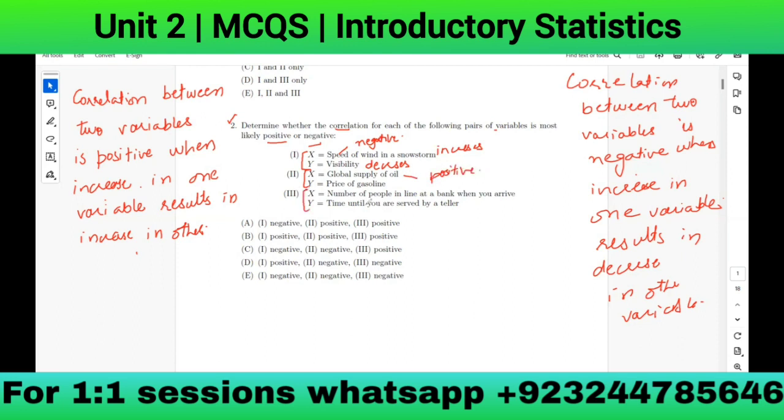The third one is number of people in line at a bank when you arrive and time until you're served by a teller. When there are more people in line at a bank, it will take longer to get service by the teller. So more people in the line, more time will be taken. It means it is positive. We are checking that if both variables are increasing, it's positive. If one is increasing and the other is decreasing, it's negative. So number one is negative, number two is positive, number three is positive. So option A will be the correct answer.